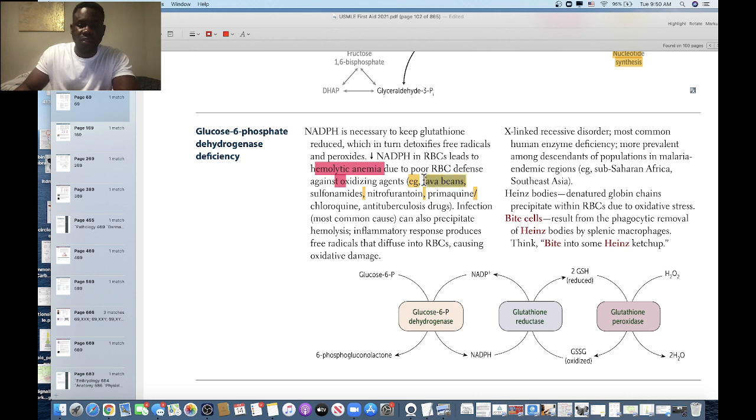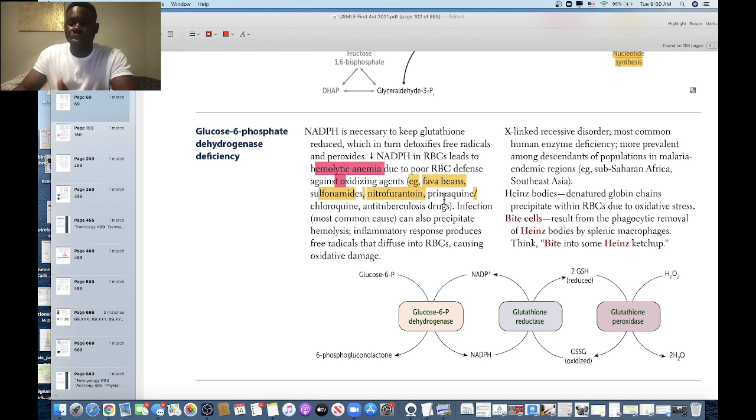This is high yield: fava beans. When somebody with G6PD deficiency eats fava beans, they can have hemolytic anemia. Sulfur drugs, nitrofurantoin. Nitrofurantoin is an antibiotic. We give it to pregnant women who have UTI because it's not teratogenic. So just take note of that.